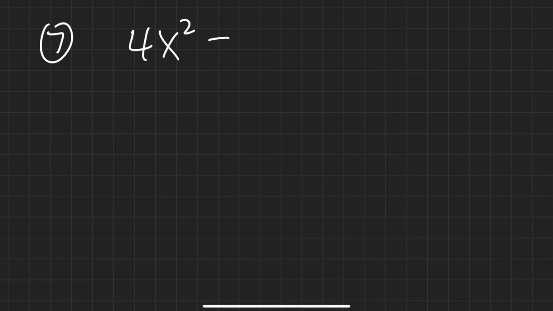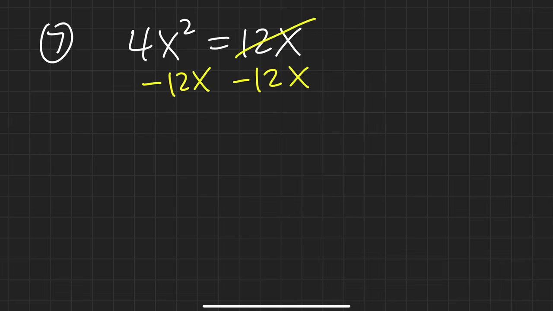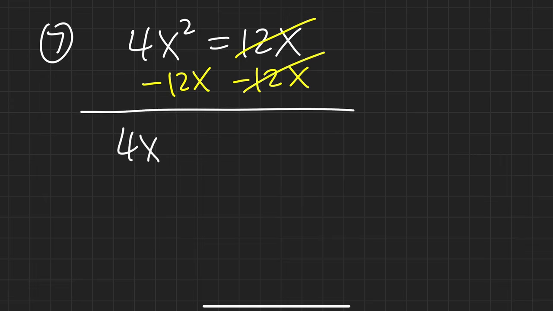Now, number 7, we have 4x squared is equal to 12x. Okay, we don't have 0 on the one side, right? So let's bring the 12x to the other side. Subtract 12x from both sides. So we will have 4x squared minus 12x, and that's equal to 0.